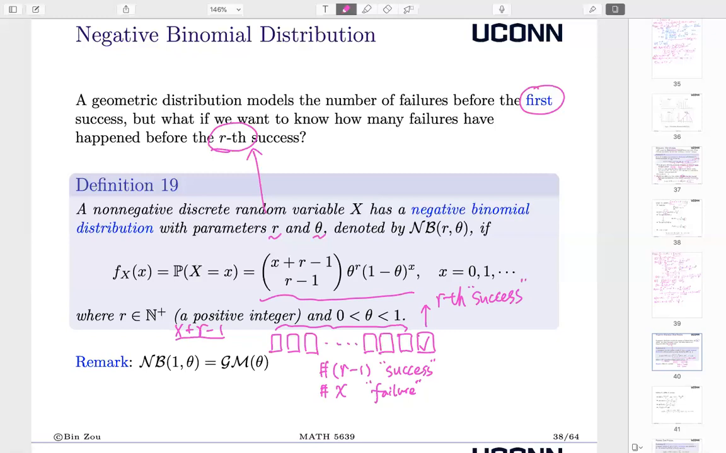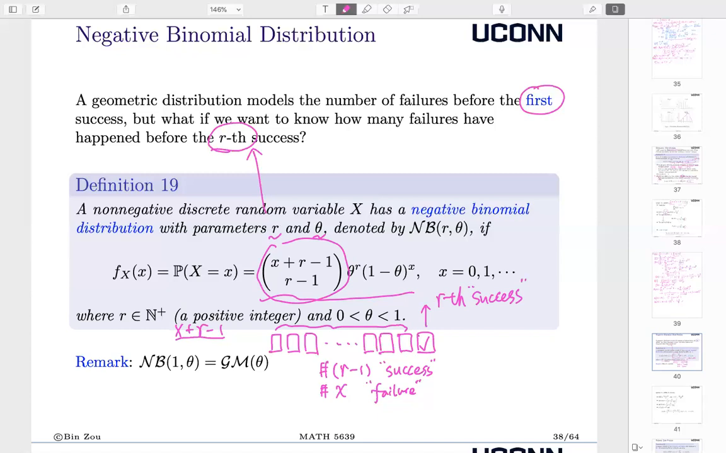So it boils down to how I arrange them. Again, I don't care about the order, so it's a combination number. Here I'm selecting the positions for the success events. The remaining will be the failure events. So I'm selecting r minus 1 positions for the success events out of x plus r minus 1 positions.